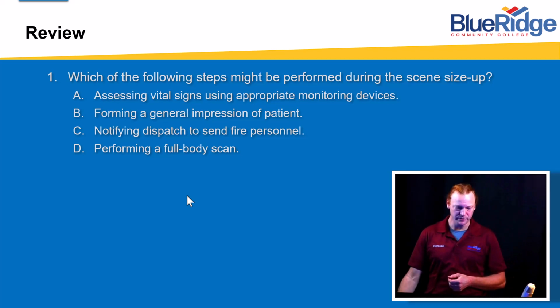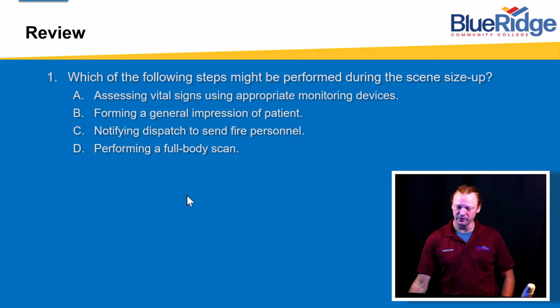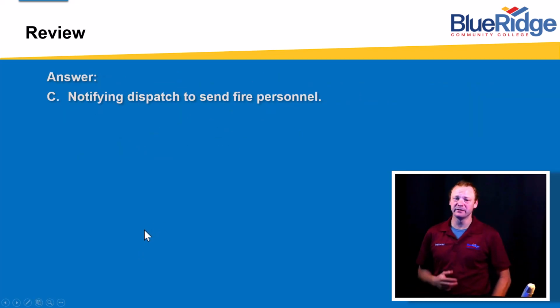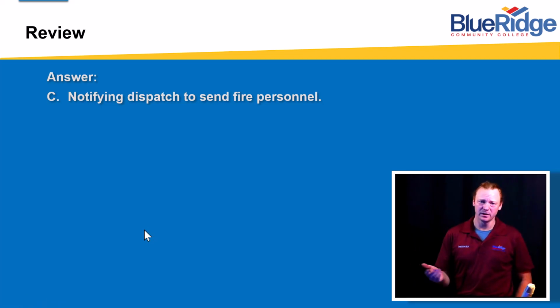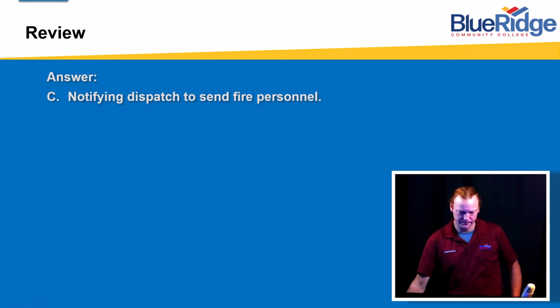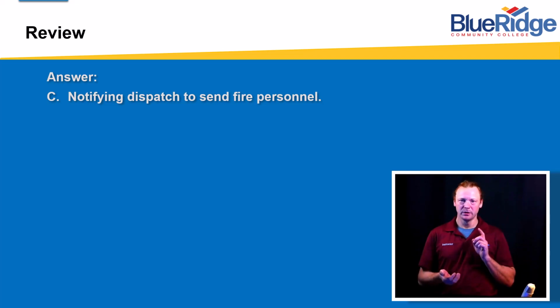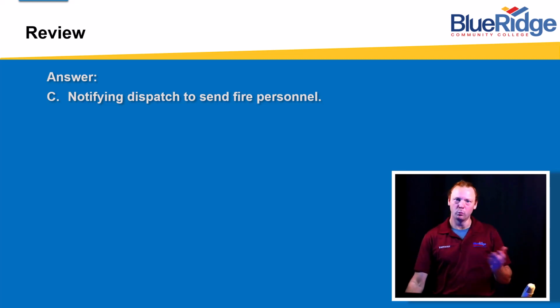Number 1, which of the following steps might be performed during the scene size-up? So make your selection. So the answer is C, notify dispatch to send fire personnel. So this is going to be when we arrive on scene and our windshield survey and we realize we actually need more people. This is beyond what we can manage, whether it be lift assist, traffic control, or a fire that the fire department needs to put out because they like to do that kind of thing. Whatever situation you see that you need additional resources.